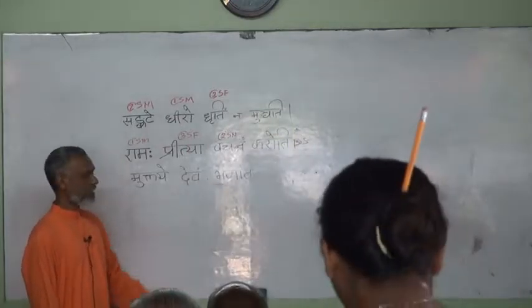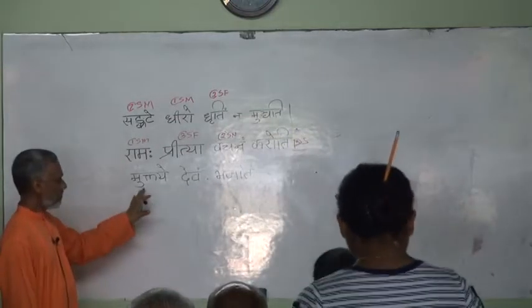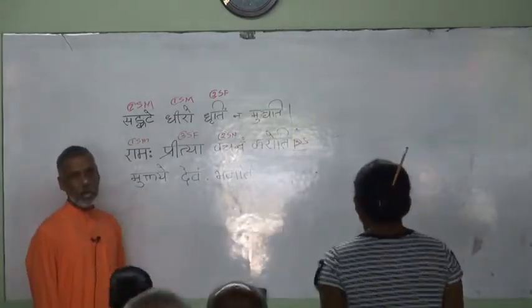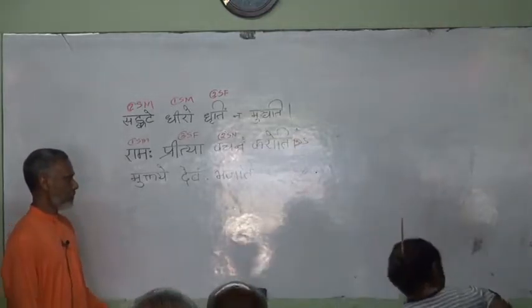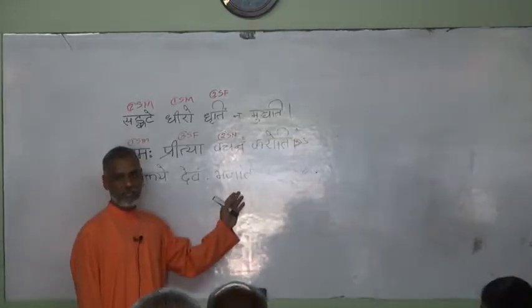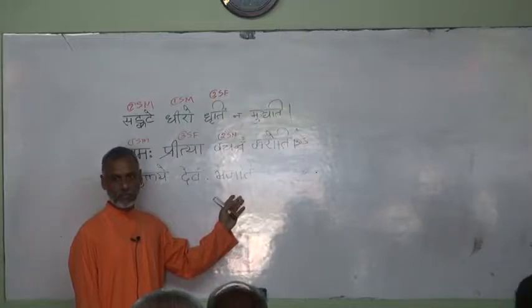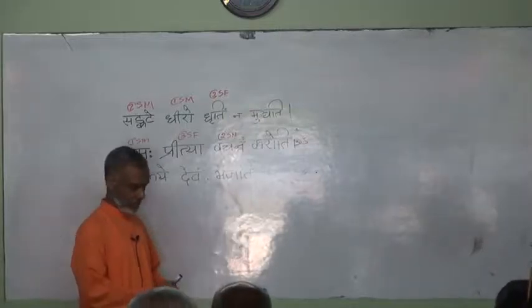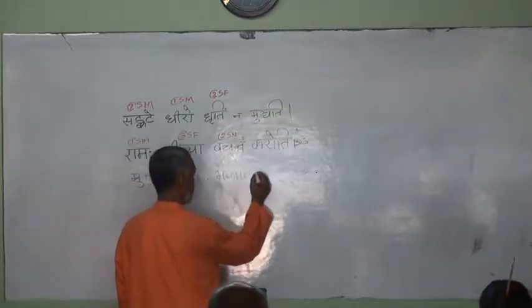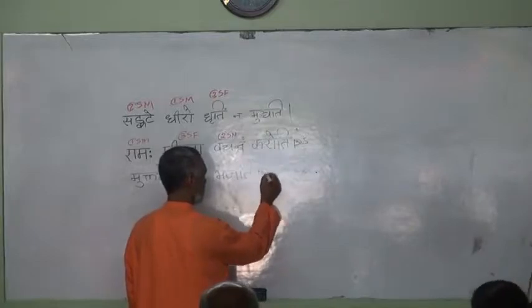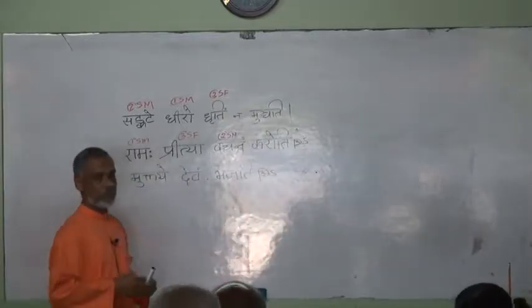I didn't write anything there. I have something on the board. Muktaye devam bhajati. Now, bhajati is the verb that you can recognize. Now, what number person? The third person? That means what now? Third person singular.